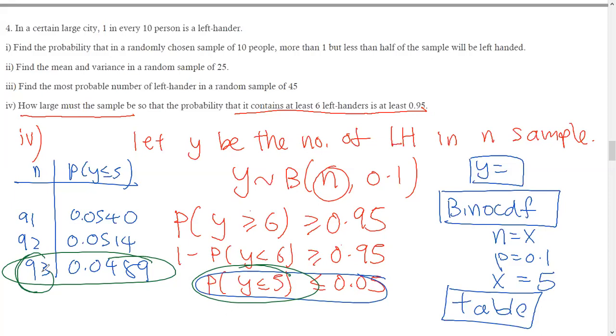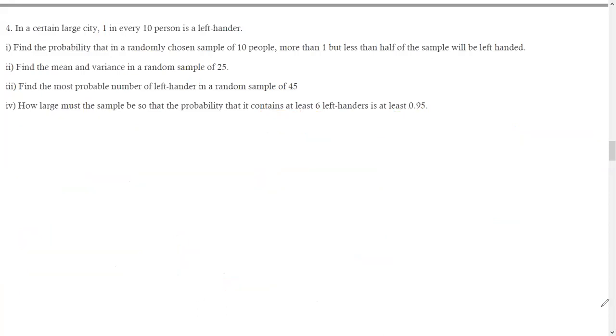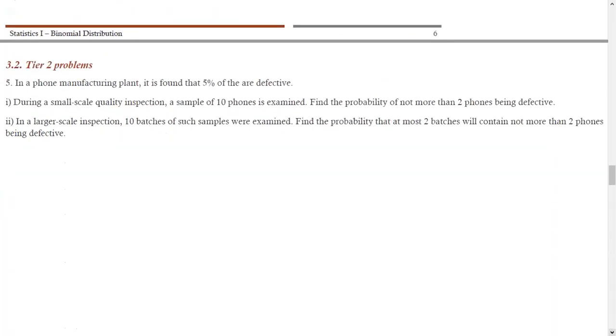Good. So up to question 4, these are all the basic questions, in the sense that these are the ways they can test you. They can either test you directly, or ask you to find your n value, or ask you to find your x value. For the n value and x value, you must use the table method. So this is it for the tier 1 questions. We need to move on to the more difficult kind of question, which is the tier 2 problems.